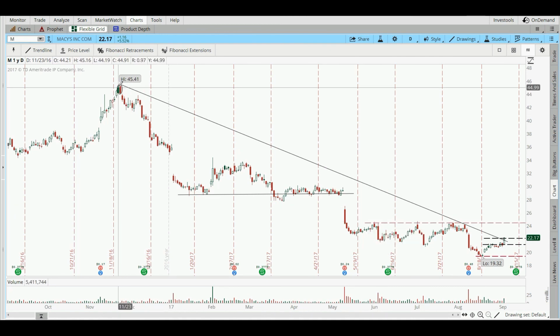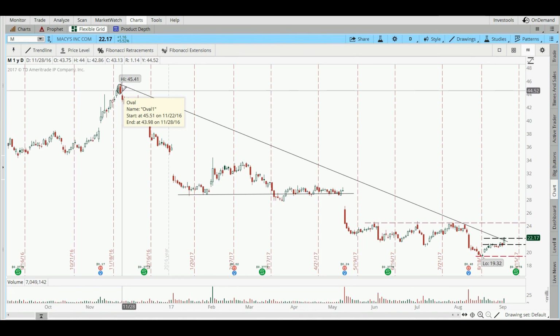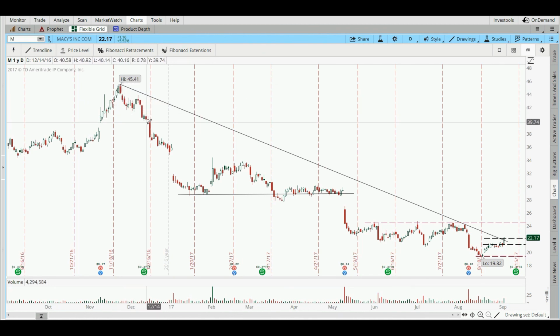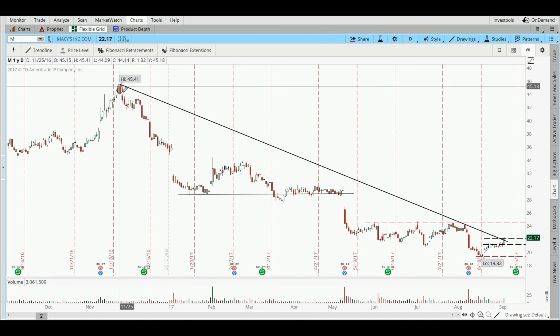So once Macy's was at 45.41, there was an increase in demand as buyers came into the market. Then they said, now I want to sell my shares back. Supply started to increase, causing price to decrease. And as price decreased, that lets you know this area is an area of resistance.